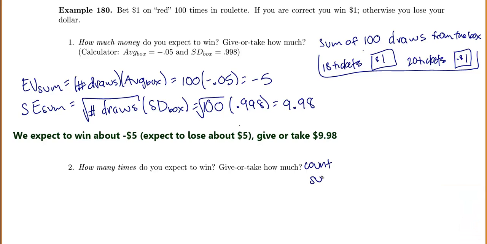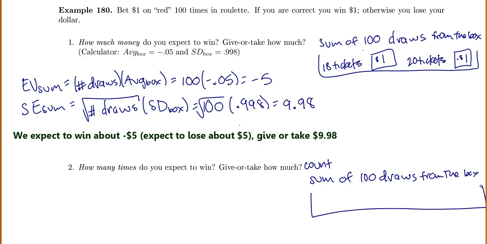So it's still going to be the sum of 100 draws from the box, and what goes in the box is fairly similar, except that because we're just counting the number of times, we don't care about how much we actually win or lose, we're just counting the times we win. So we just put in ones and zeros. So 1 means you win, and there's 18 ways you can win. 0 means you lose, and there's 20 ways that you can lose.